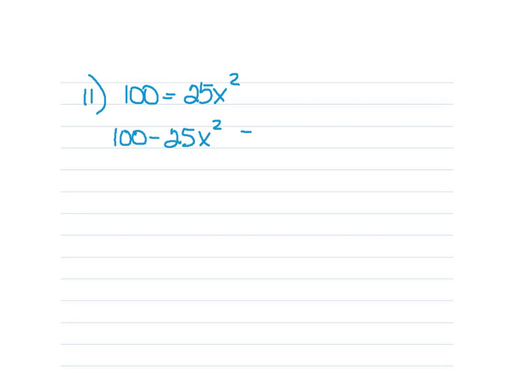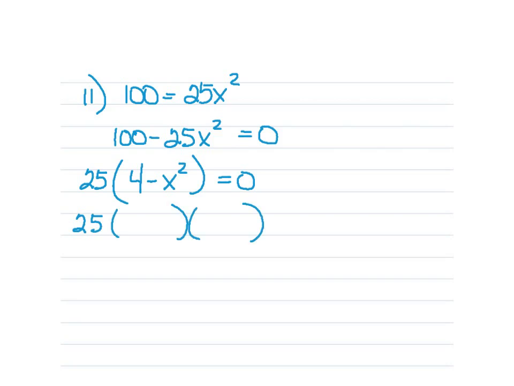equal to 0. Okay, the first thing I want to see is that I have a GCF of 25, so I'm going to go ahead and factor that out. 4 minus x squared equals 0. Let's continue factoring. This is a difference of squares, so we can factor it out as follows: 2 plus x and 2 minus x equals 0. So here we have three factors: 25 times 2 plus x times 2 minus x equals 0.